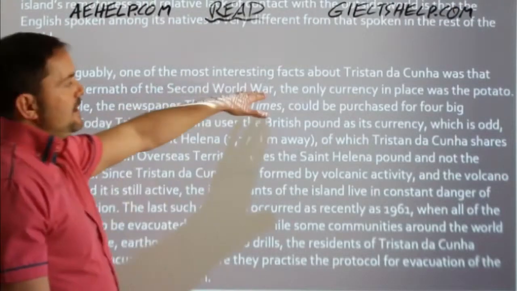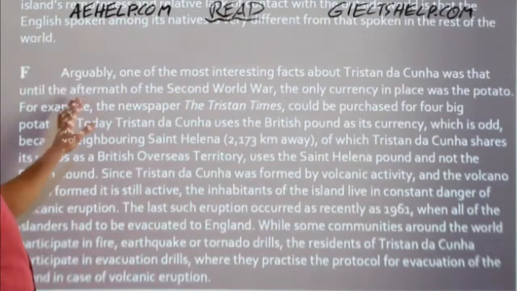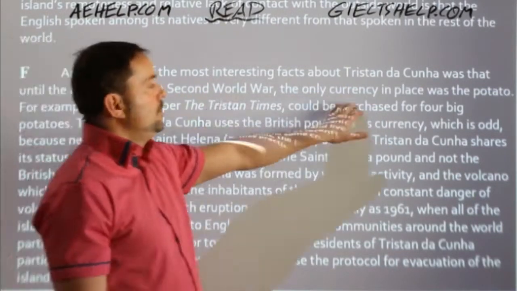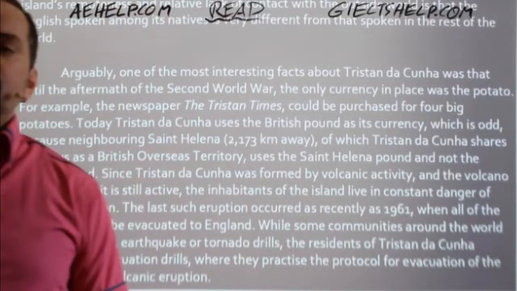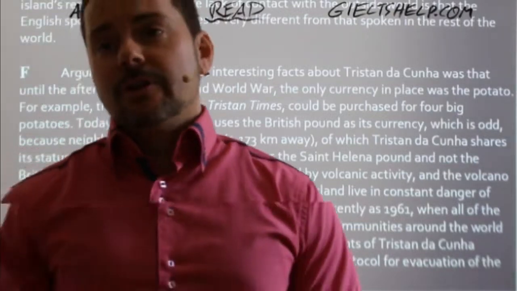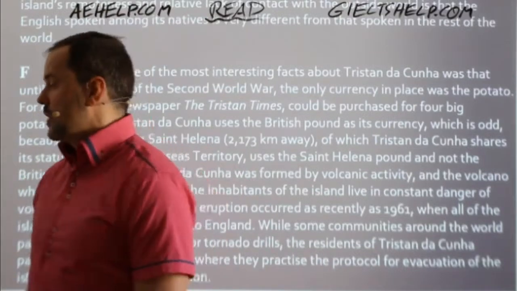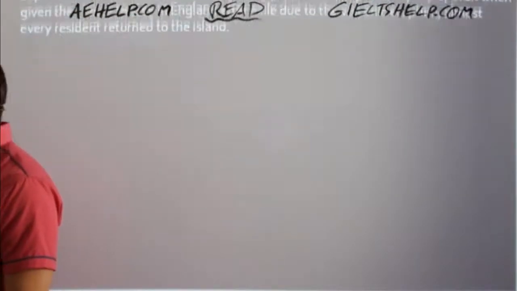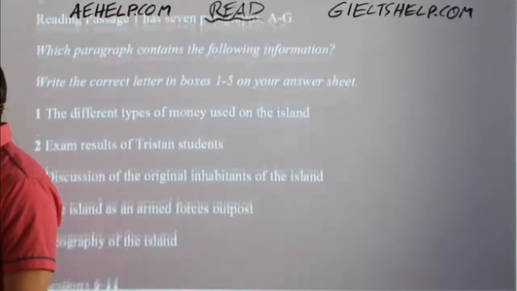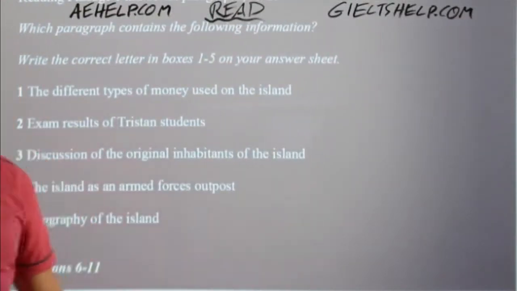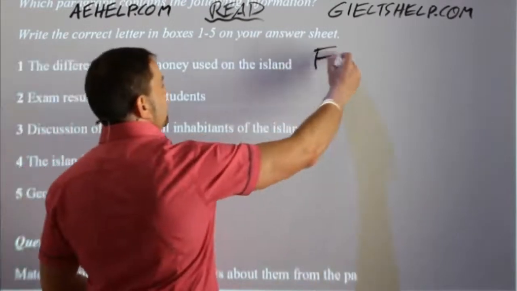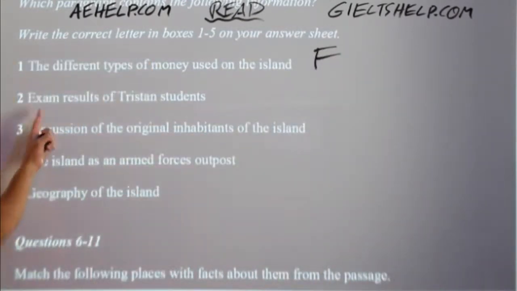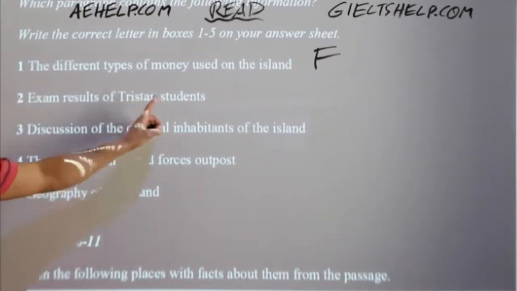The most interesting fact about Tristan da Cunha was that until the aftermath of the Second World War, the only currency in place was the potato. Okay? So as long as you're thinking D, E, or F, you're right. And you'll be able to find it quickly. And I bet most of you knew that you're thinking about the potato here. Because you saw the potato, you saw the British pound. You're buying the newspaper. So it's F.